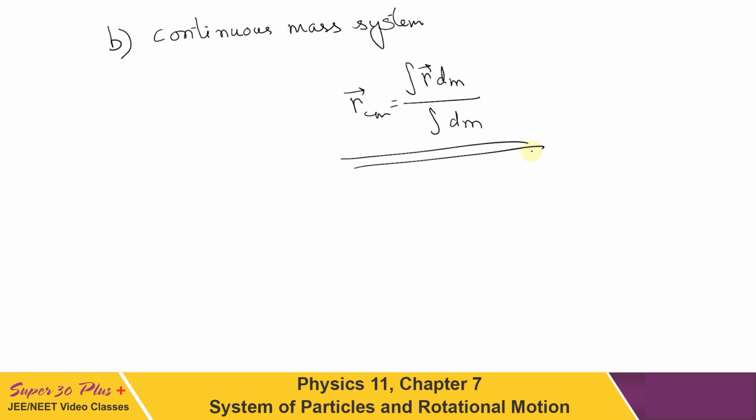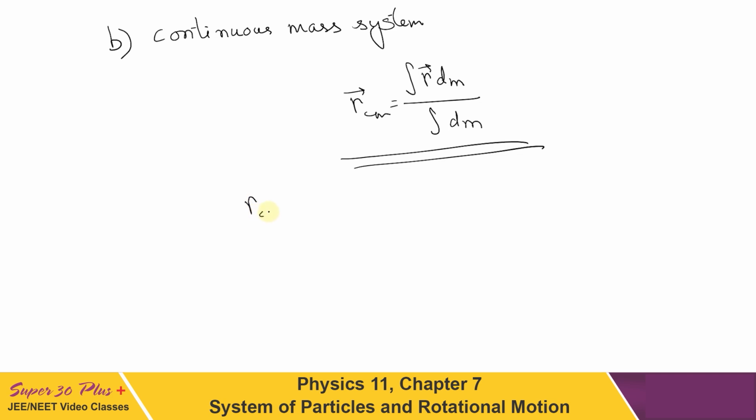This time, as you all know, for a continuous system the summation sign is always to be replaced by the integration sign. Then it has to be equal to integration of r dm upon integration of dm. Now, we can define center of mass for a continuous system like this. But if we have to solve a numerical, we know that at this stage we cannot integrate a vector, because vector calculus is not yet included in our syllabus. So we have to write it in component form.